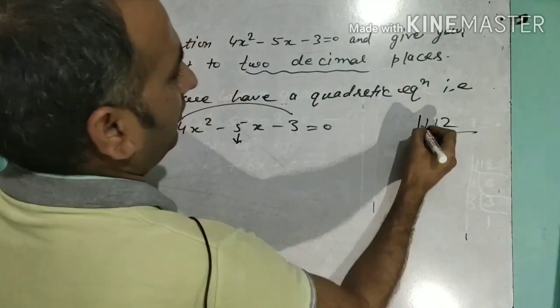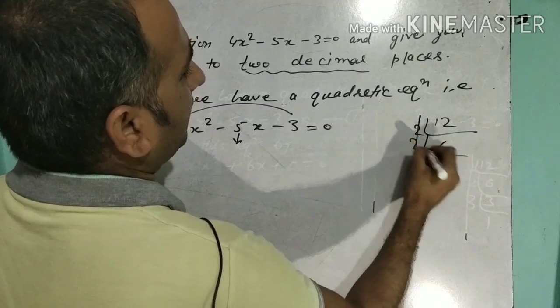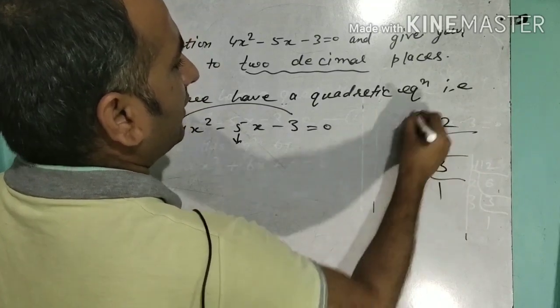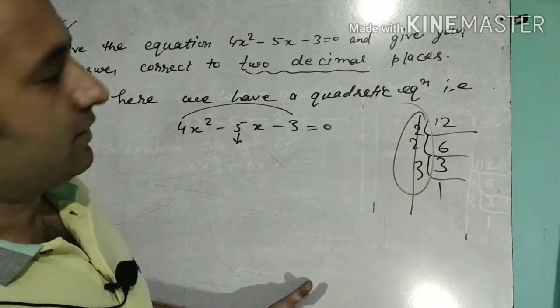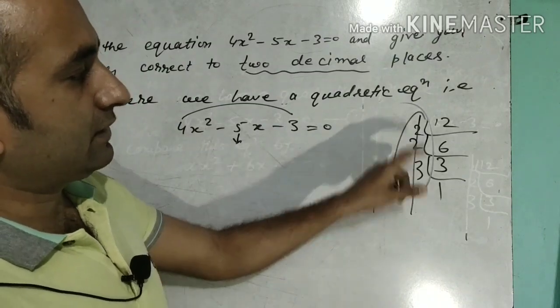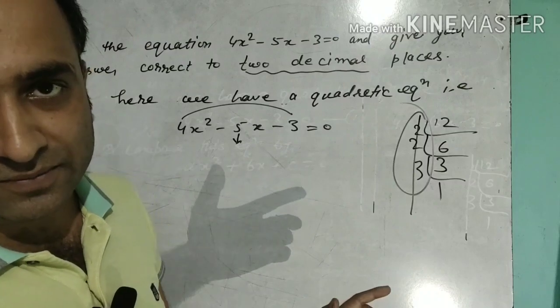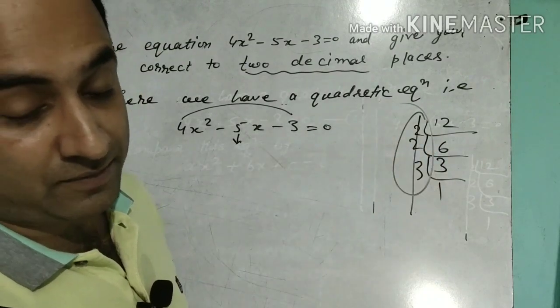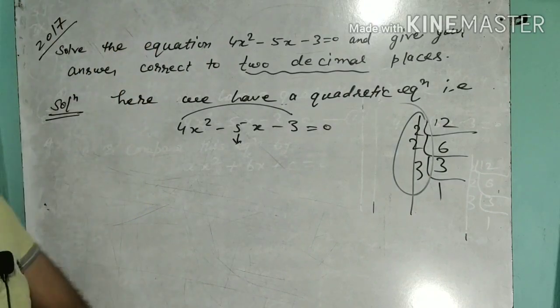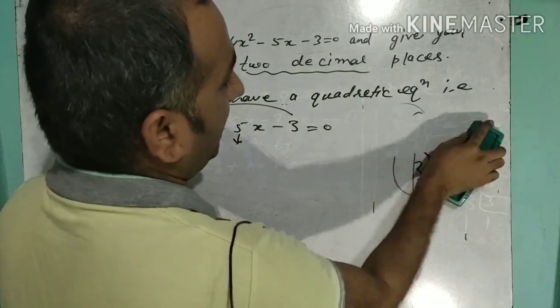So 2 6 are 12, 2 3 are 6, and 3 1 are 3. By these factors 2, 2 and 3, can you make the 5? No. 3 2 are 6, 2 2 are 4. You are not able to solve this quadratic equation by the simple method of factorization. So now tell me what method we have to apply here.